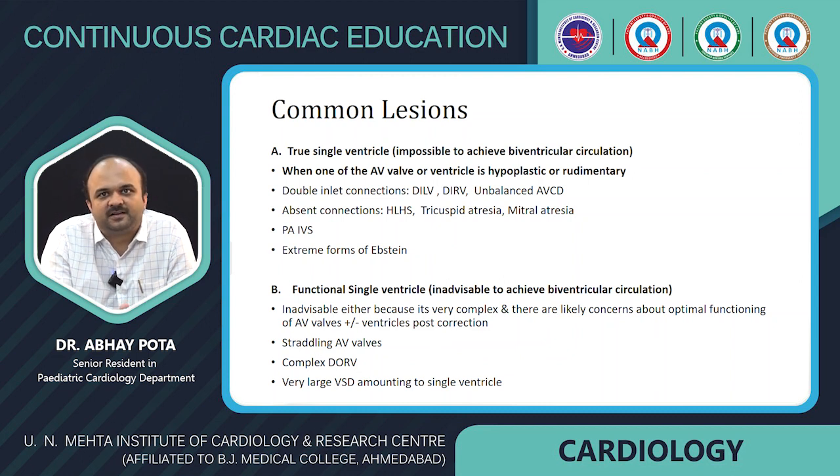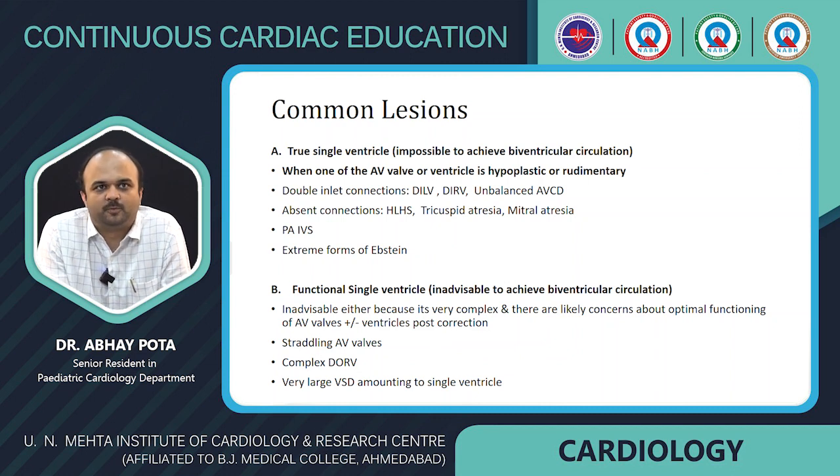Then next is absent connections. Absent connection is when one of the AV valves is atretic or absent. This leads to formation of two different ventricles. One is small and hypoplastic and the other is of good size. That is like in HLHS, tricuspid atresia, mitral atresia. Then there are hearts with normal AV and VA connections, atrioventricular and ventriculoarterial connections, in which one ventricle cannot sustain the systemic or pulmonary circulation. Example is pulmonary atresia intact septum, when RV is monopartite, or extreme forms of Ebstein, that is Carpentier type C and D.